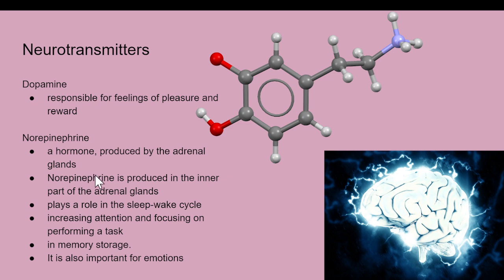Norepinephrine is a hormone that is produced in the adrenal glands. It plays a role in the sleep-wake cycle as well, which is another problem with ADHD students, is that they often struggle with sleeping. And when they go to bed, one of the things that I've noticed when I try to go to bed is it's like your brain is loud. So when you try to lay down and go to sleep, that's when your brain kicks into overdrive and starts thinking about other things.